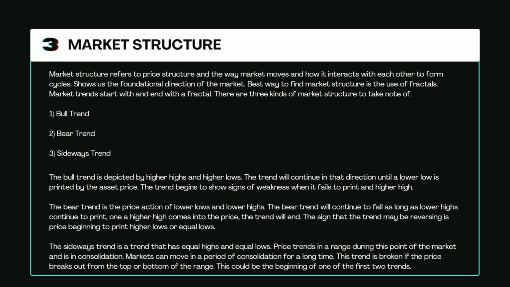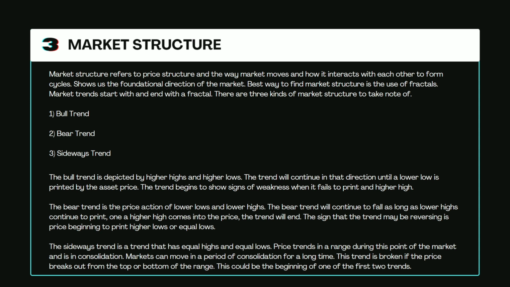The bear trend is price action of lower lows and lower highs. The bear trend will continue to fall as long as lower highs continue to print. When a higher high comes into price, the trend will end. The sign that the trend may be reversing is price beginning to print higher lows or equal lows.